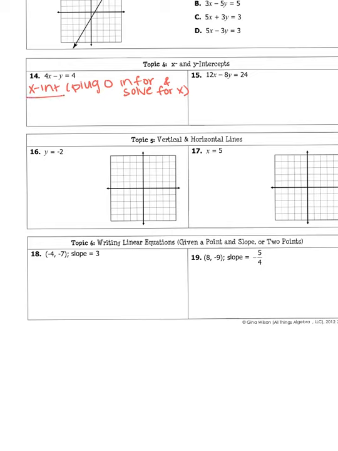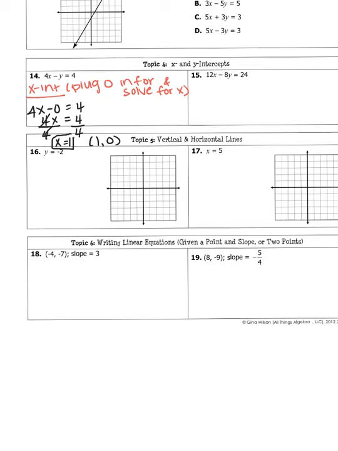Okay, so when I do that, plug 0 in for y, so it'd be 4x minus 0 equals 4. Well, 4x minus 0 is just 4x, so we have 4x equals 4. Divide by 4, divide by 4. 4 divided by 4 is 1. So my x-intercept is at 1. So I write that 1, 0.